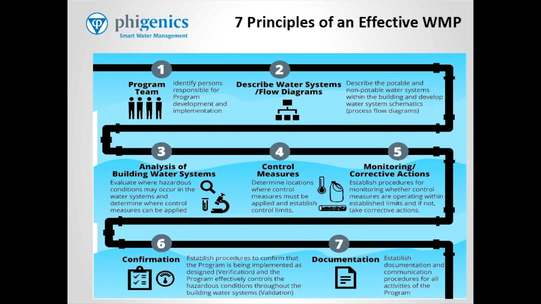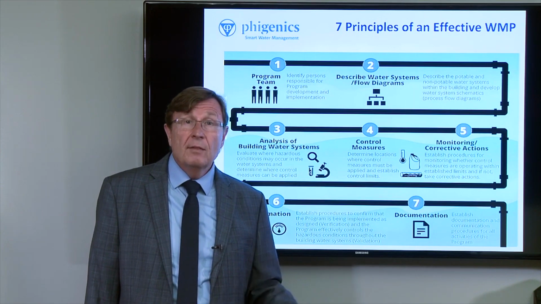Then monitoring and corrective actions are required. So procedures must be established for monitoring whether control measures are operating within established limits, and if not, corrective actions must be taken. The 6th principle is confirmation, and that's establishing that the program is being implemented as designed, that's verification, and that the program effectively controls the hazardous conditions throughout the building water system, and that's validation. Lastly, documentation is required, and this is, of course, critical to a successful water management program, and this is about defensibly confirming that the program was implemented and that the program did work.